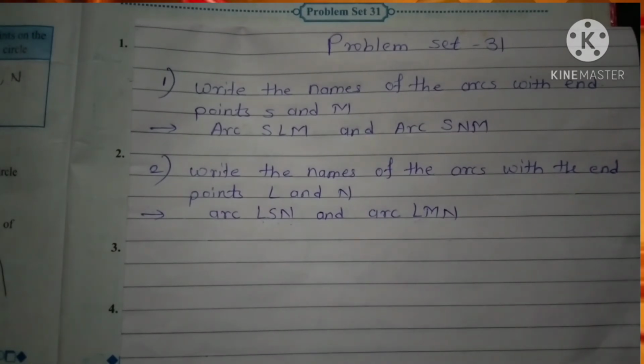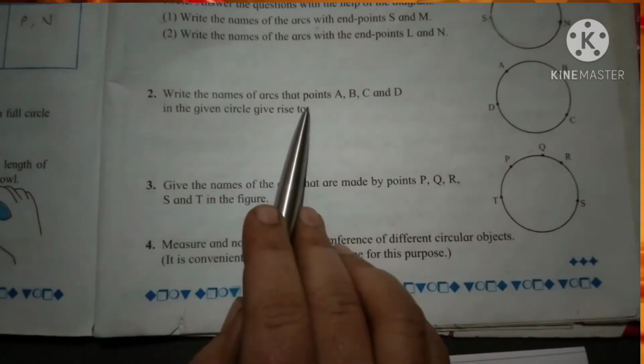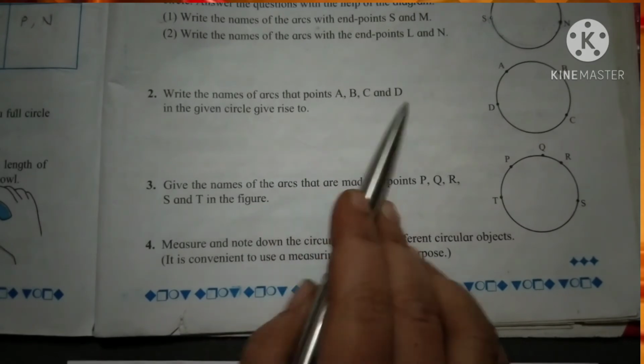Okay, now let's see the next question. Now see the second question. Write the names of the arcs with points A, B, C, D on the given circle. So here one circle is there and these are the points on the circle. And what we have to write? Write the names of the arcs. Now we have to write the names of the arcs. So you can start with A.